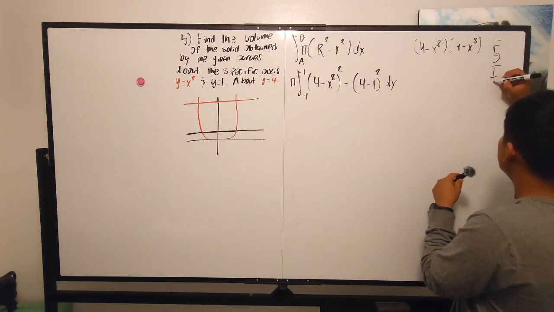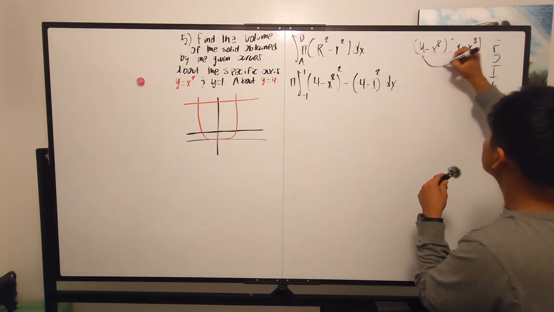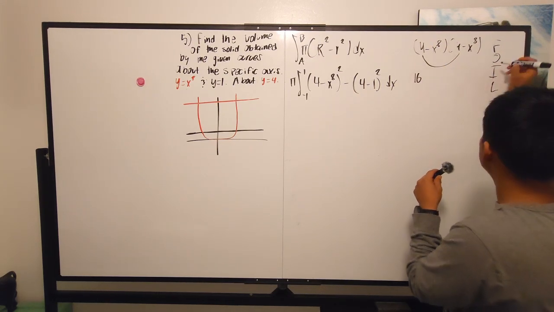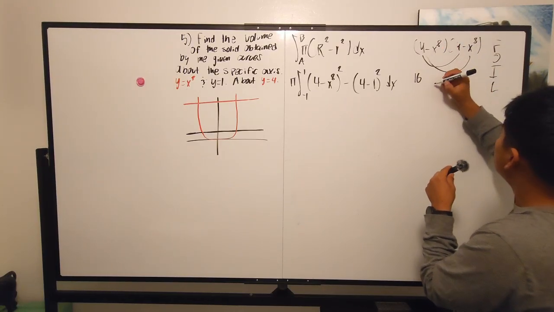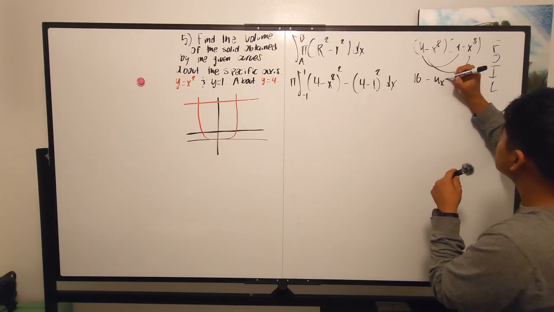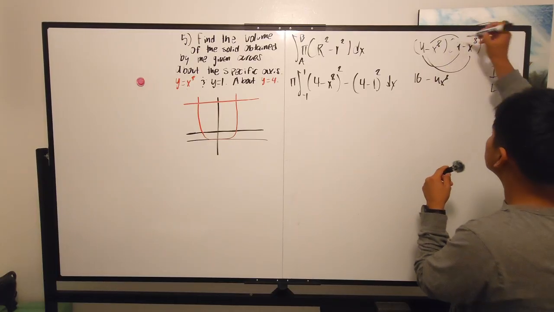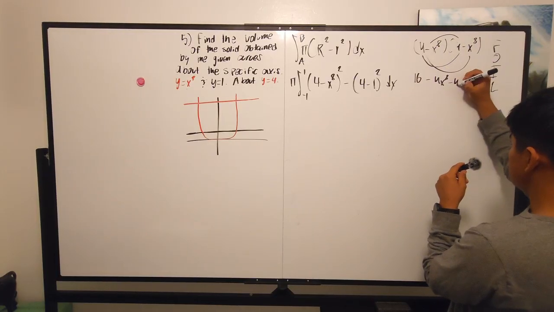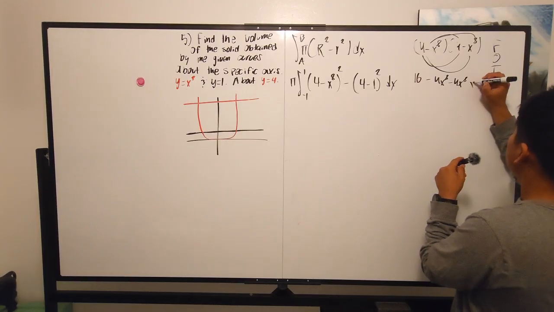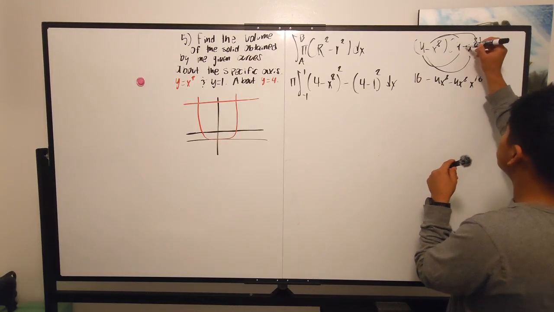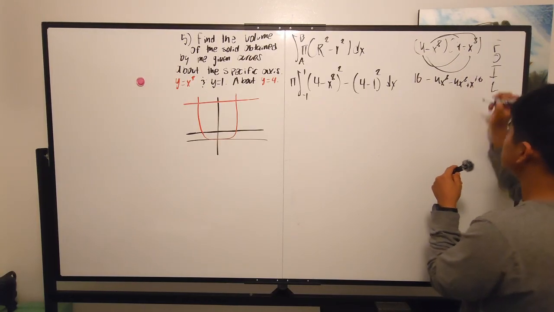We're going to use the FOIL method. So we have the first, which is 16, the outer, which is negative 4x to the 8th, the inner, which is also negative 4x to the 8th, and then the last, which is x to the 16th. And since we have a negative and a negative, that's going to make it a positive.